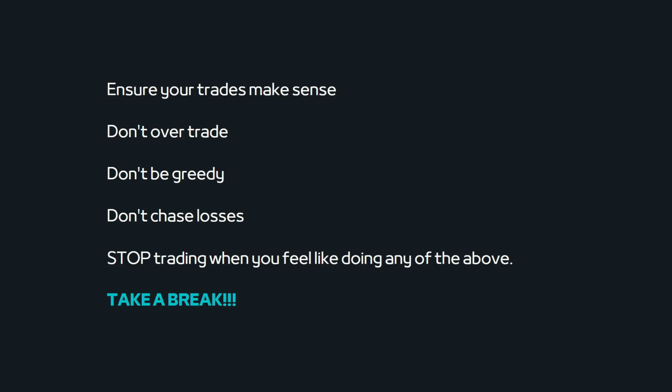Again, if you take a loss, don't just instantly fly into another trade because you want to make the money back. Or don't keep taking trades when you're winning, because eventually you will lose it and you don't want to give back to the markets. Which leads on to: don't be greedy.